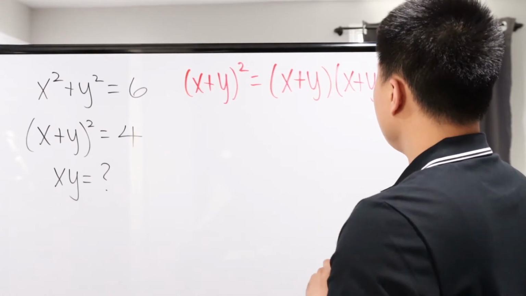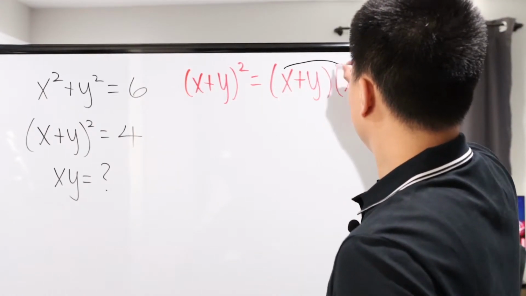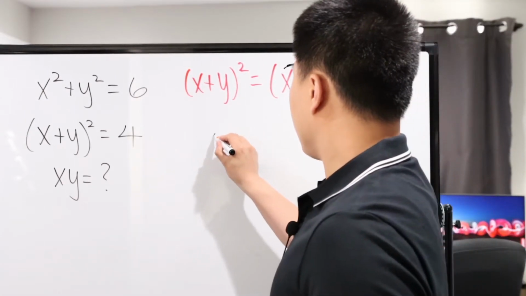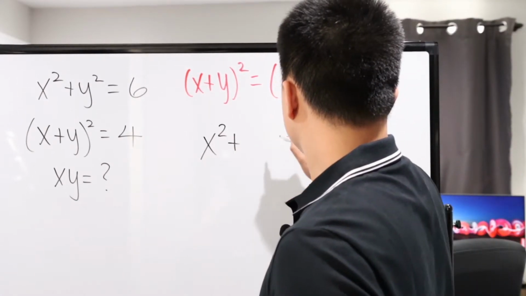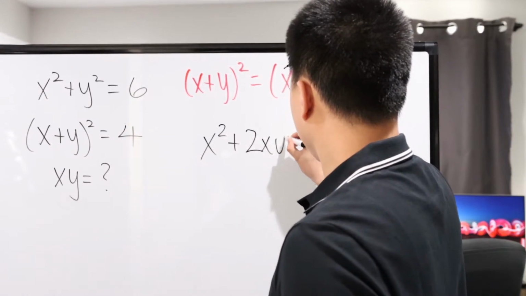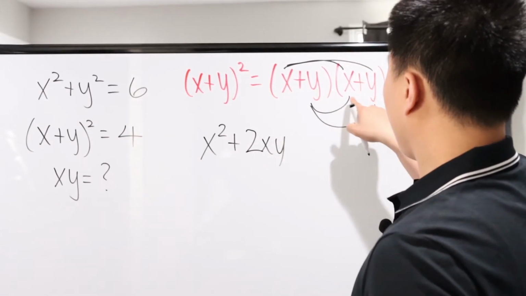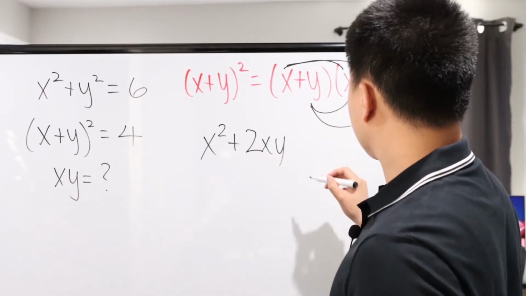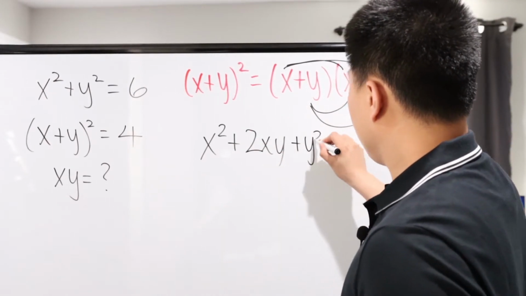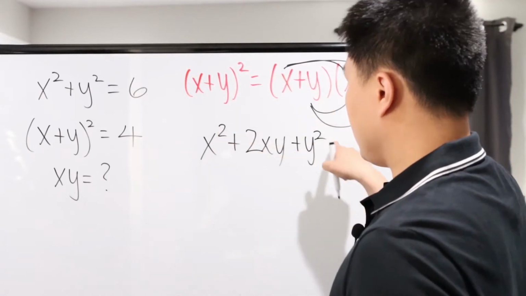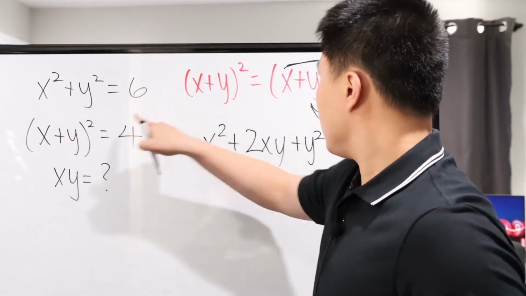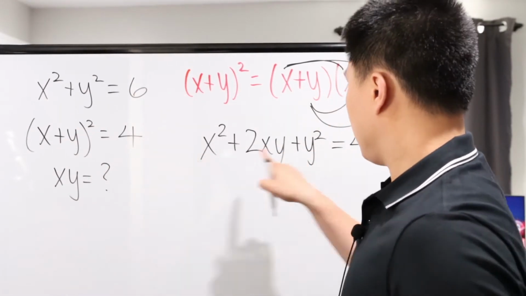Well, what you're going to do is distribute it or FOIL it, however you want to call it. So in this case, you have x squared plus 2xy, because you're going to have x times y and y times x, which is x times y. So you have 2xy, and then you're going to have plus y squared. So this whole thing is just this right here. We know that this also equals 4.